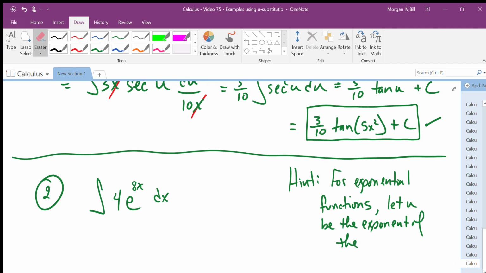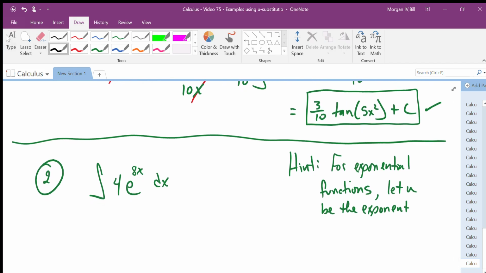For exponential functions, let u be the exponent. In other words, in this case, I am going to let u equal 8x. And the reason is I want to just take the integral of e to the u. I know what the integral of e to the u is. The integral of e to the u is e to the u plus c. That makes it easy. I don't want to do e to the 8x. So we're going to let u equal 8x.